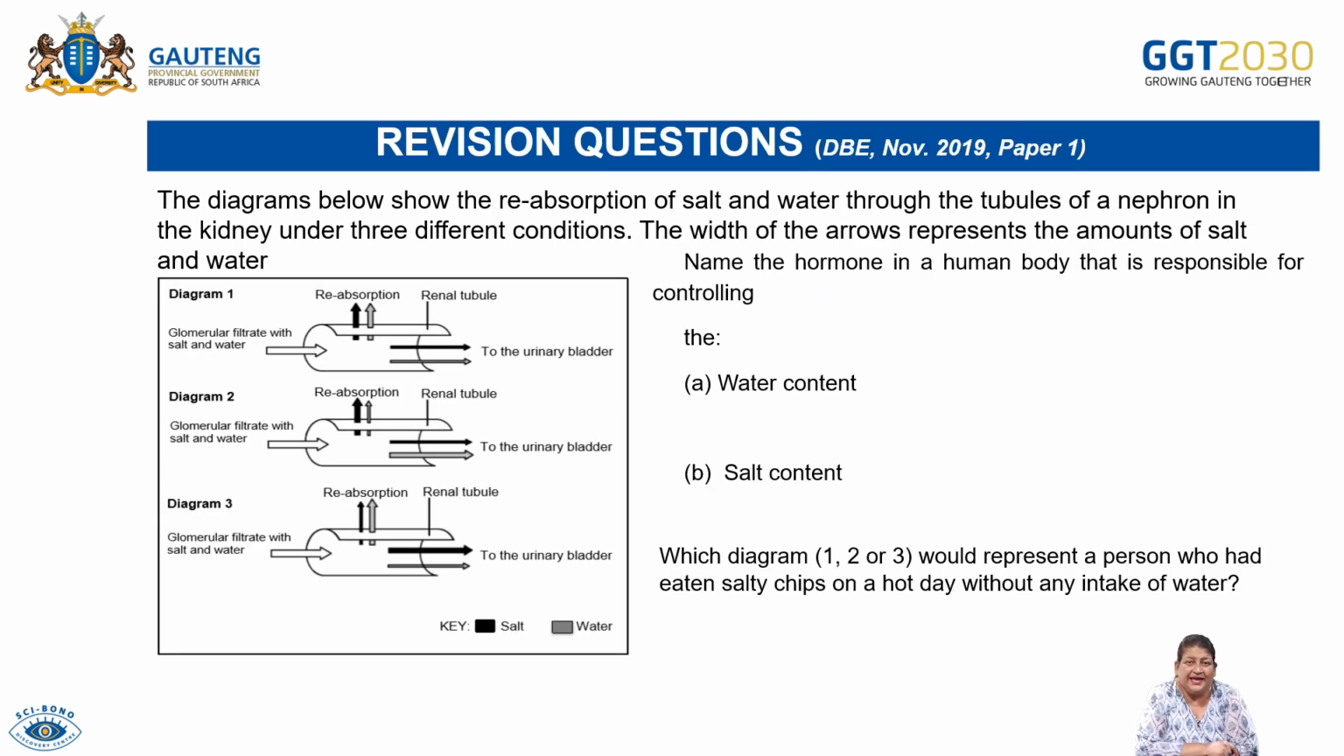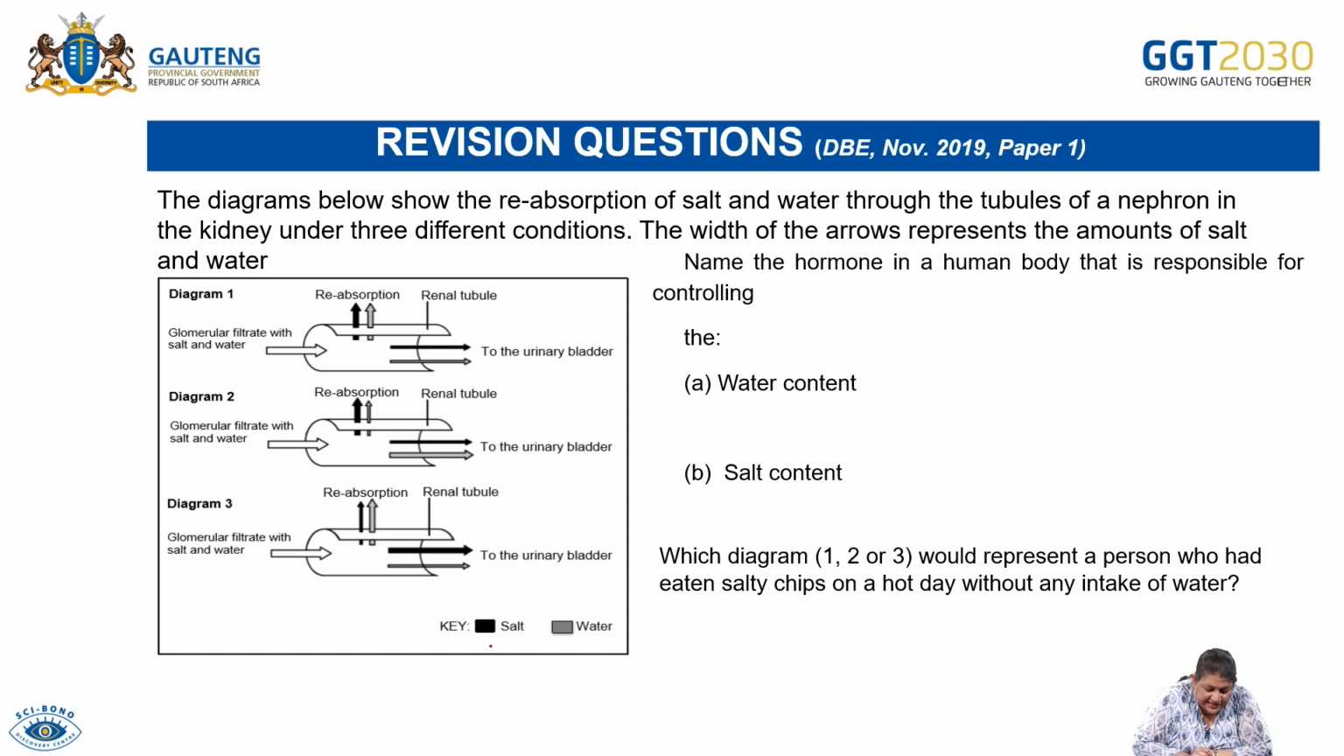Now, we are now looking at another question that has to do with salt. And let's read the question now. It's saying, the diagram below shows the reabsorption of salt and water through the tubules of a nephron in the kidney under 3 different conditions. So, learners, these are now diagram 1, 2, and 3. Okay? And let us see now what is different about each diagram. You have to analyze your diagrams before answering the question. You cannot just answer the question without understanding what the diagram is showing me.